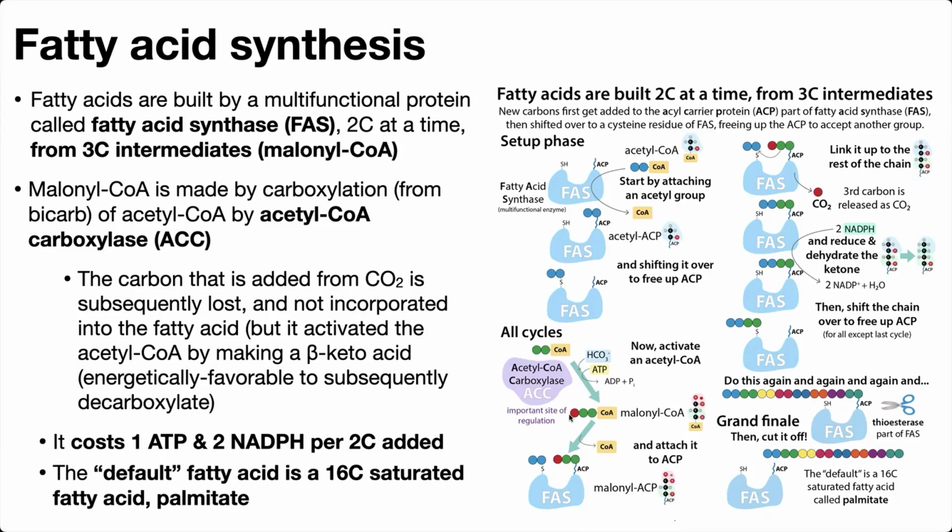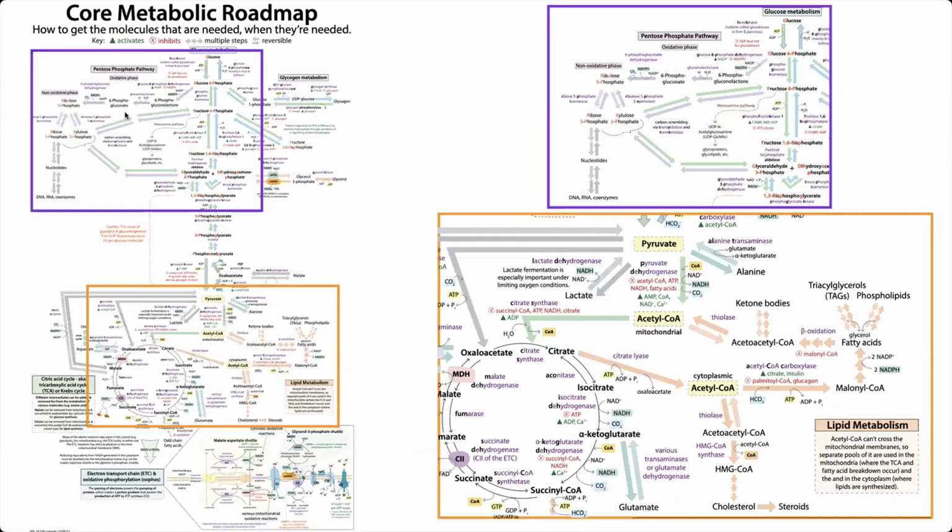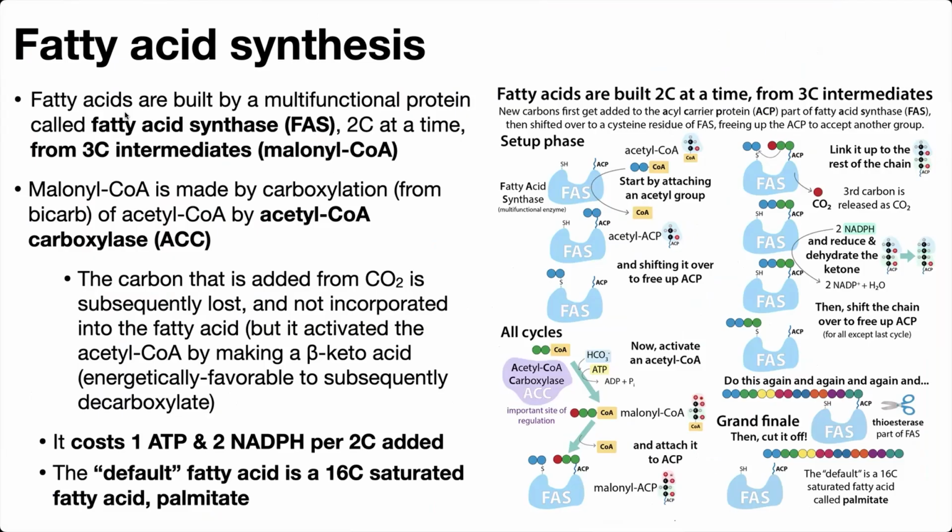That 3rd carbon group that you added is actually just going to get removed. It's not going to be incorporated into the fatty acid. So you're only adding 2 carbon groups at a time, and this is going to cost you 1 ATP and 2 NADPH. And remember, the NADPH, we get that mainly from the pentose phosphate pathway. So we're going to be spending ATP and spending NADPH. Remember, NADPH we use for these reductive reactions. We're reducing these carbons, therefore we're kind of storing the energy for later.